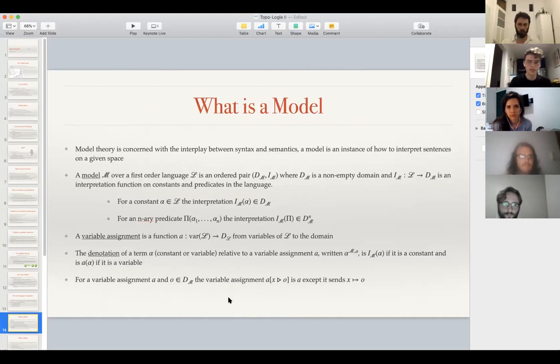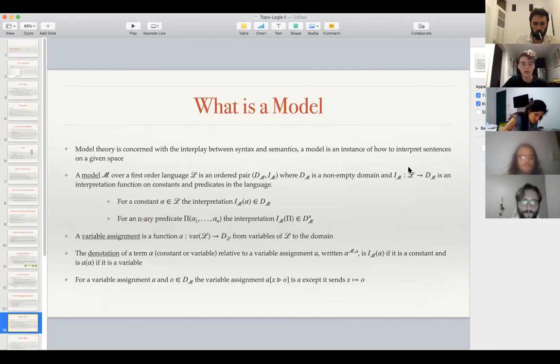Okay, so now with that, we can define what a model is. A model is going to be a pair over a language. So there's a language fixed in the background, which we're just going to call L. Remember, a language also has the signature. It's an ordered pair: a set D, which is a non-empty domain, whatever set the model is based on, and then an interpretation function on the constants and predicates in the language.